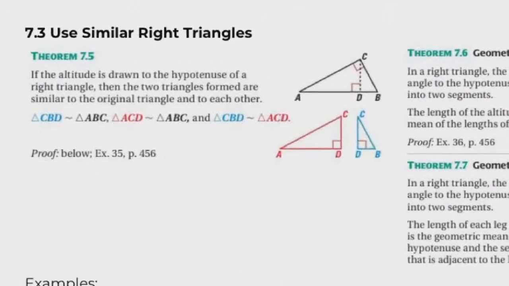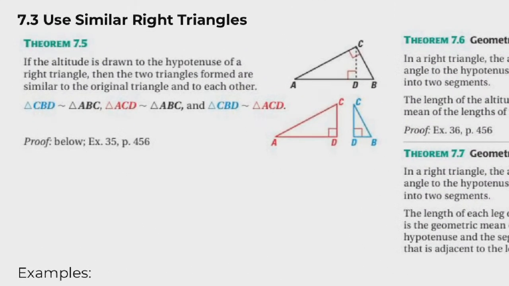The first one is if the altitude is drawn to the hypotenuse of a right triangle, then the two triangles formed are similar to the original triangle and to each other. So that means there's three total triangles that are similar. So that would be this one here, the small one here, and the big one there. So those are listed out in the theorem if it's helpful. So all of those are similar.